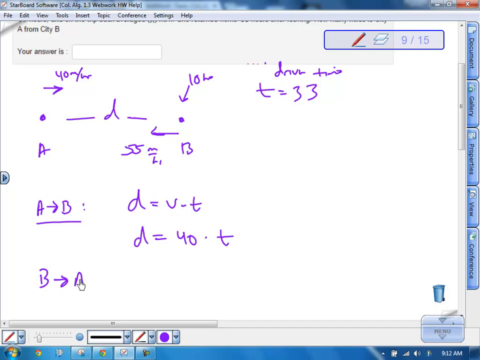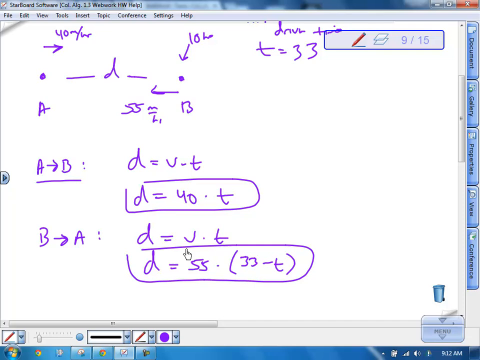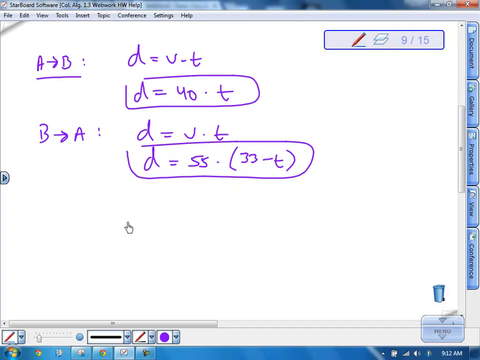Now let's set up an equation for going back from city B to city A. Distance equals velocity times time again. The d, we'll use the same d because it's the same distance. The velocity now is 55, and the time, we're going to have to do what's left over, so it'll be 33 minus t. Because that's how much time is left over from the 33 hours of driving time. So here's our two equations. We have to solve that system by setting them equal to one another. So we have 40t equals 55 times 33 minus t.